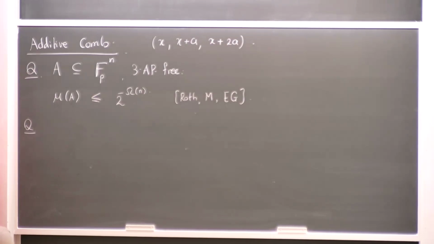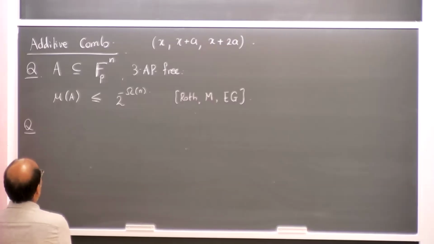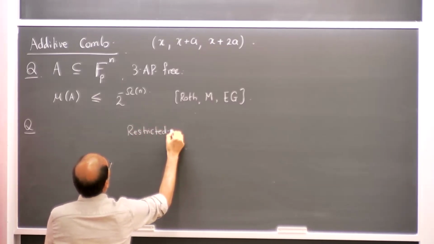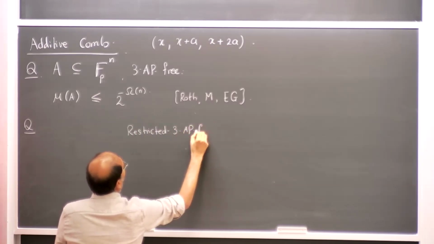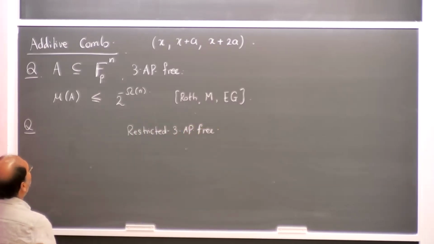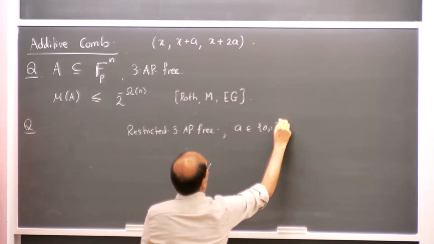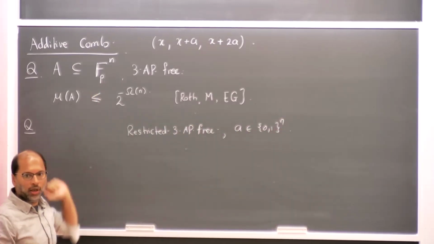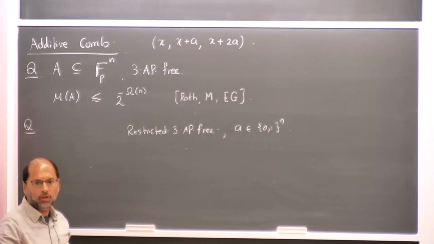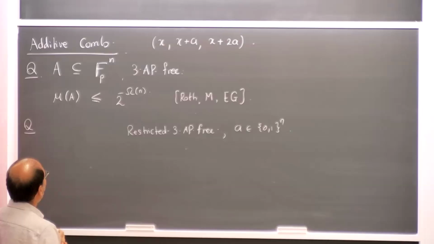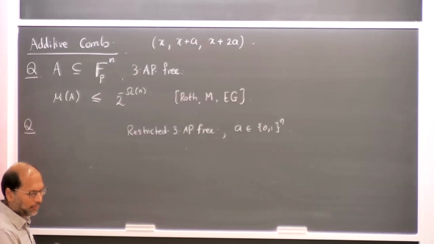So this is a related question. This was raised by Ben Green as well as Håstad, Hollenstein, Mossel, that what if I want the set to be free of APs of a specific kind, where the common difference is a 0, 1 vector? Not some arbitrary vector in F_p to the n. And can you still prove upper bounds on sets which are free of these restricted 3 APs?